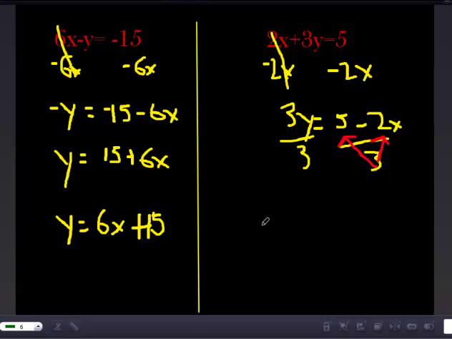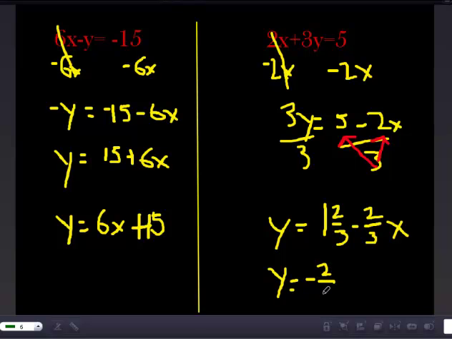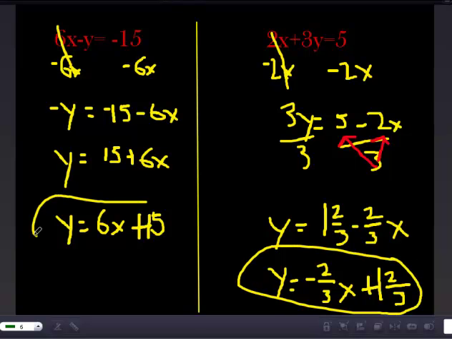So when I do that, y would equal 5 divided by 3 would end up giving me 1 2/3, or you can make the decimal 1.6 repeating, and then it's going to be minus 2/3 x. And again, I'm not going to leave it like I did over here. I'm going to change it so the x comes first, so y equals negative 2/3 x plus 1 2/3. So far these are my two answers. We haven't done anything different than what we did in the past. Now here's where it changes slightly.